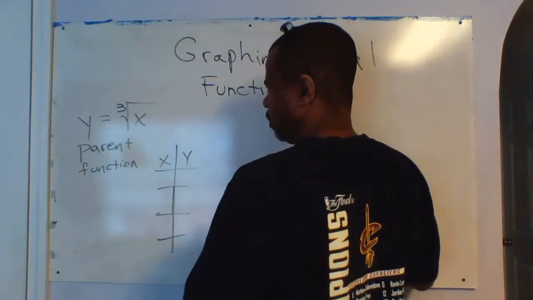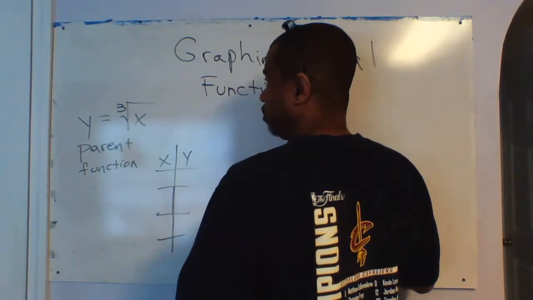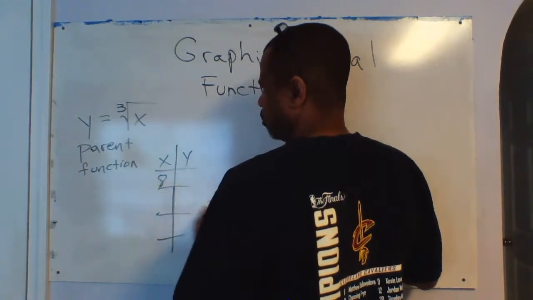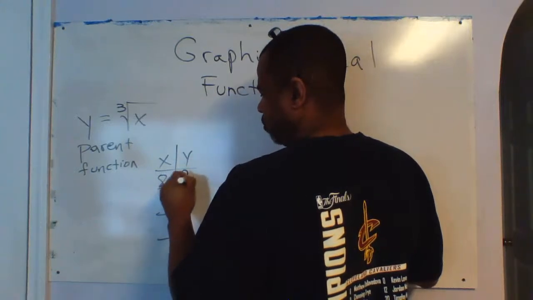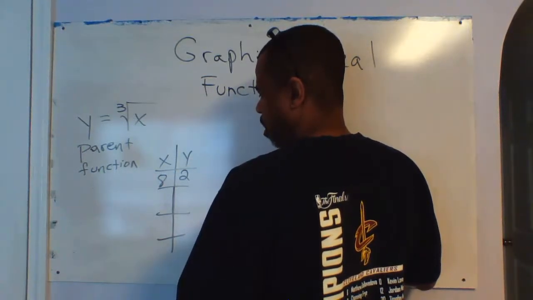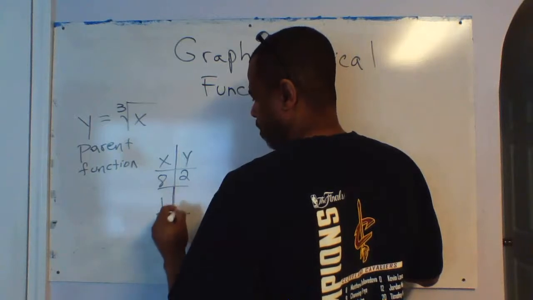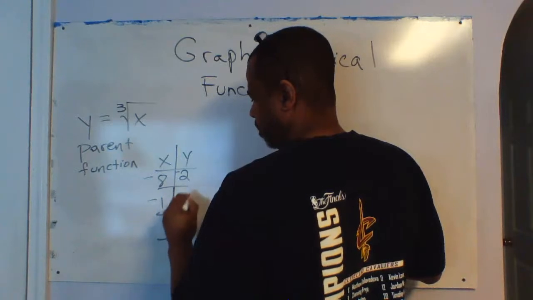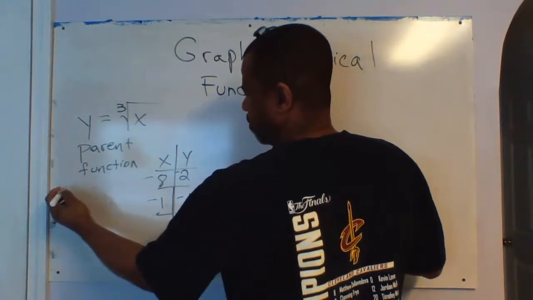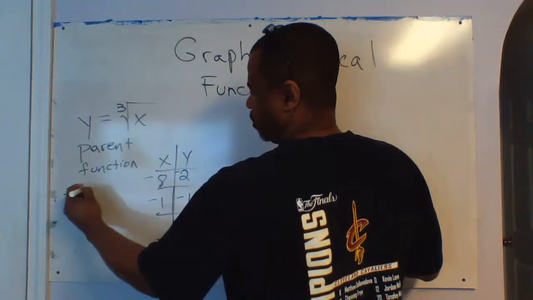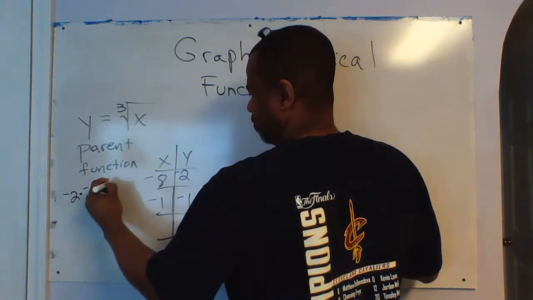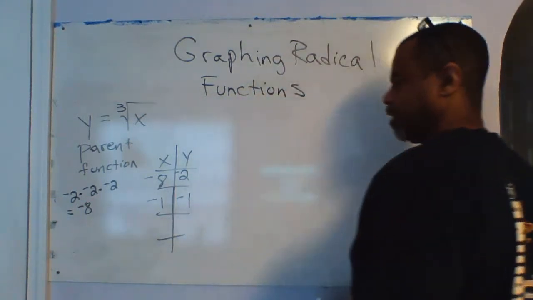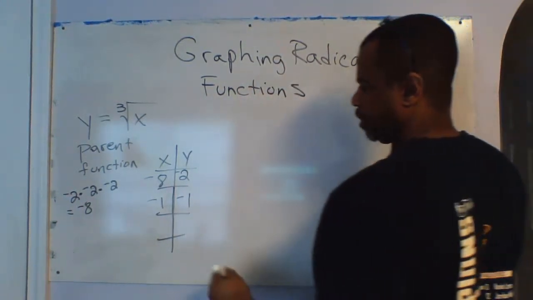So we'll do 8. The third root of 8 is 2. Then we can do 1. We can do negative 8, so that'd be negative 2. Negative 1 would be negative 1. Because if you have negative 2 times negative 2 times negative 2, that's going to give you negative 8. So if I take the third root of negative 8, I'm going to get negative 2.